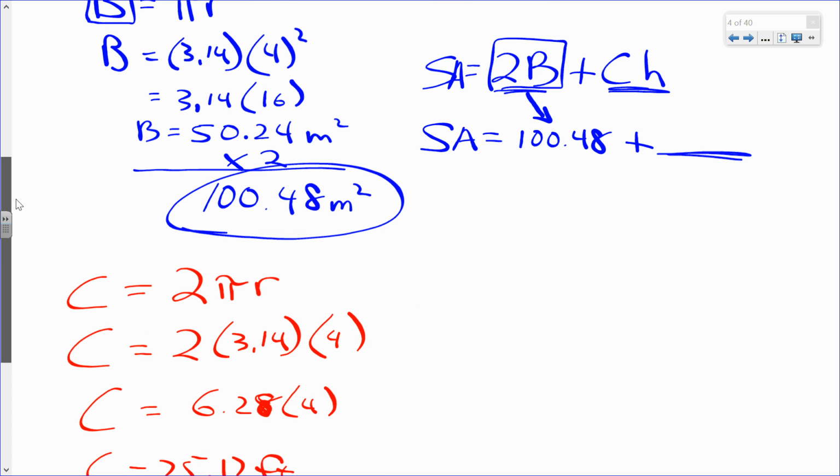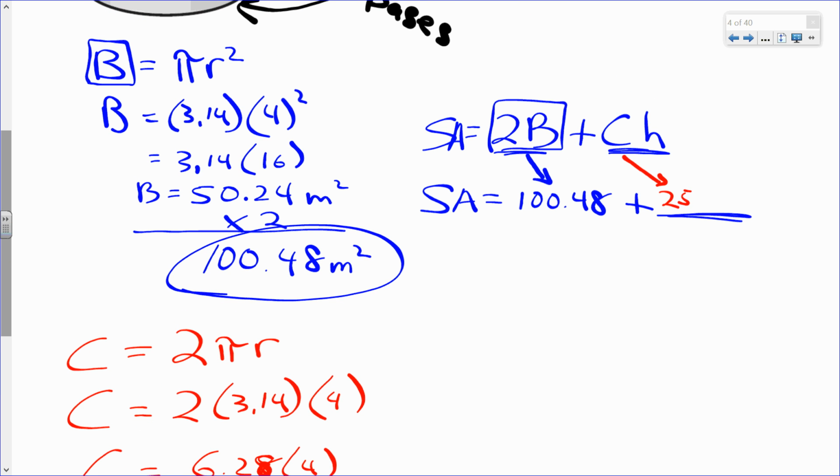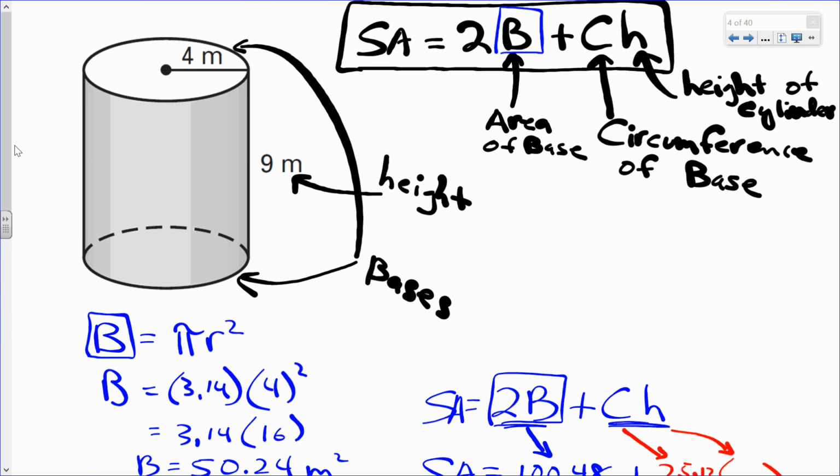So, coming back over here now. The circumference then, I'm going to put 25.12. Now I'm going to multiply it by the height. Put the height right in there. What was the height of the cylinder? It's 9 meters tall, the cylinder.